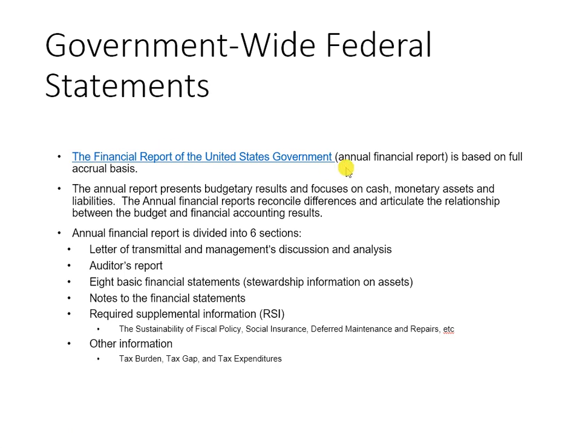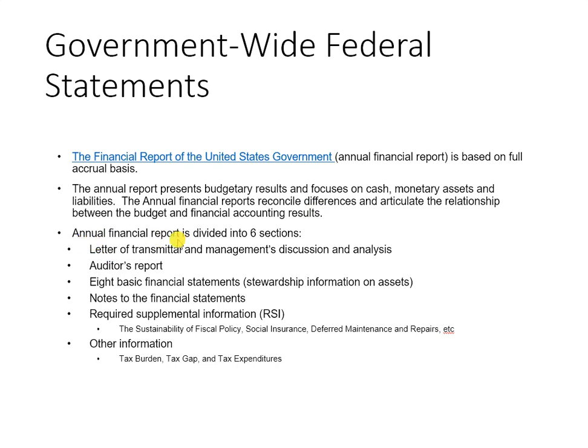And here we have a link you can click and get to the actual report. The annual report presents budgetary results and focuses on cash, monetary assets, and liabilities. The annual financial reports reconcile the difference and articulate relationships between the budget and the financial accounting results. So we're talking about the annual financial report, which is accrual-based.